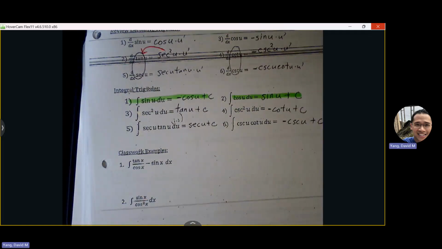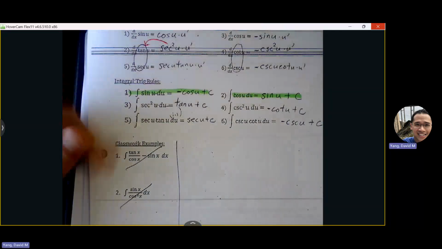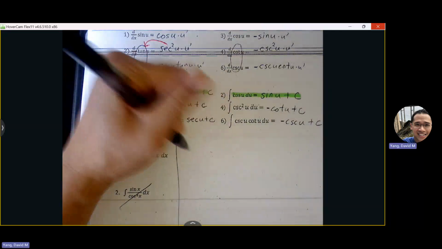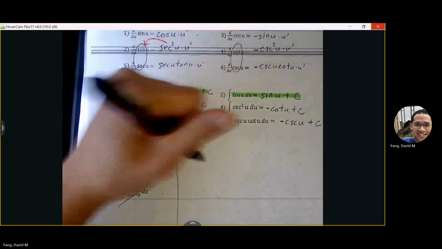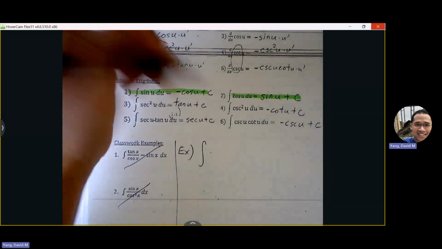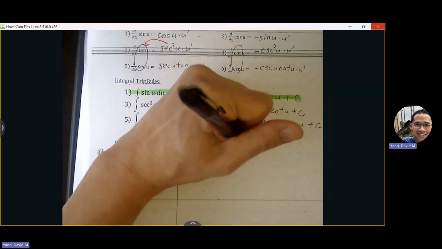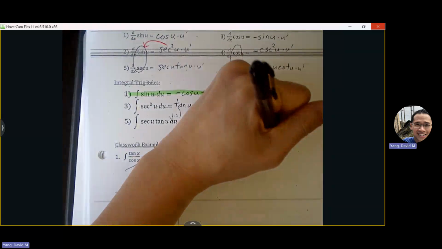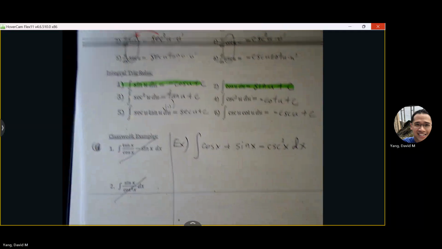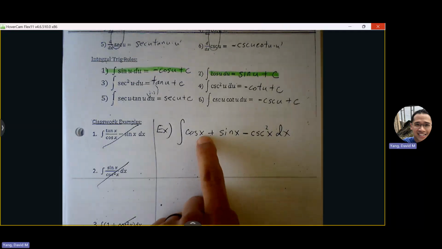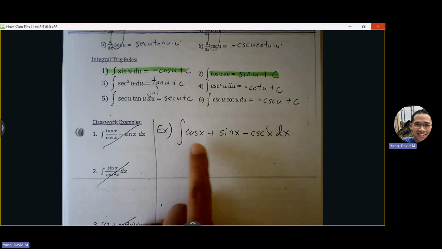okay, let me give you an example of a quiz question here, where it won't look like these classical problems that I gave you. It'll be more like this. I asked you for the integral of cosine of x plus sine of x minus cosecant squared of x dx. Every term has its own antiderivative rule, and we just find those rules.